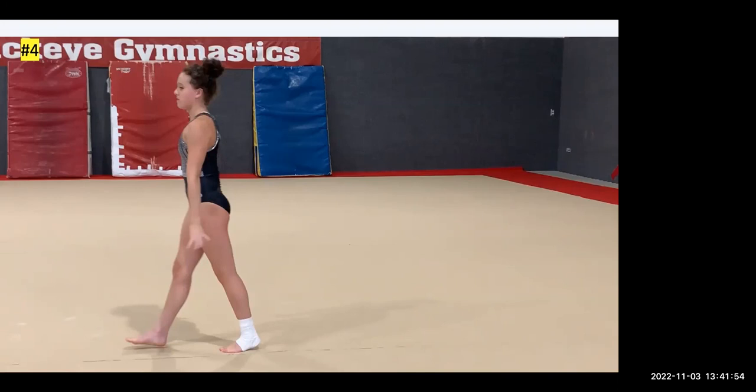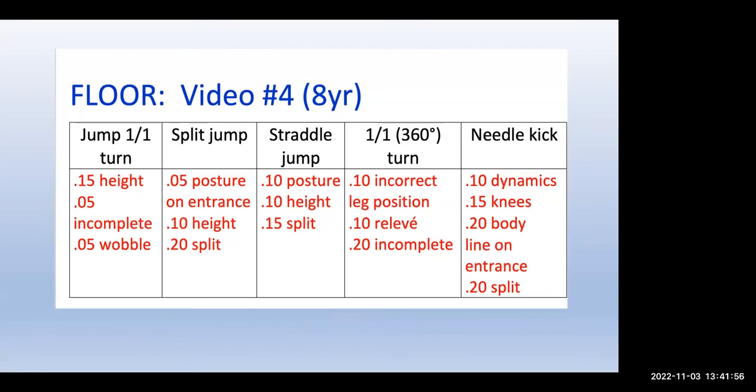Jump full turn, no height. Maybe, well, a guy could have slid a piece of paper under it. So I took a 10th. 05 for incomplete as well. And then the little wiggle, jiggle, wobble at the end. Split jump, 05 for posture on the entrance, 1/10 for height, and 2/10 for split. Straddle jump, 1/10 for height, 1/10 for posture, 1.5 for split.